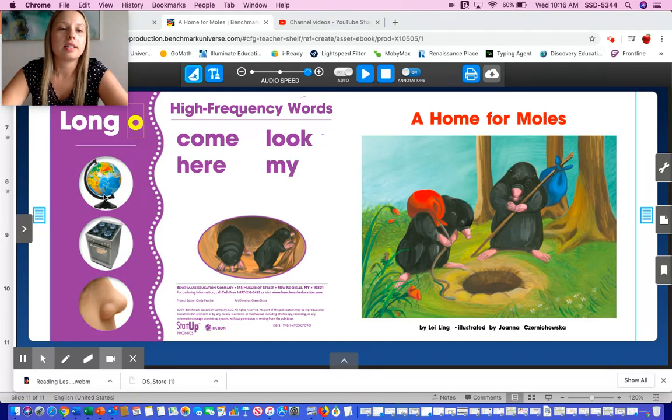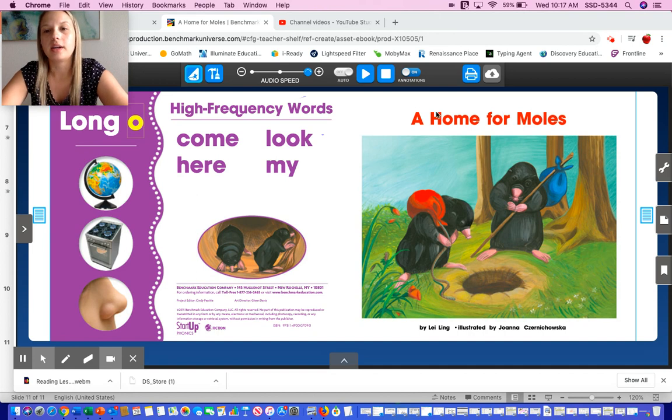So this is a globe. This is a stove where you cook your food. And that is a nose. You hear the long O? Good. Here are our high frequency words or our sight words. Come, here, look, kind of looks like two eyes. Look, and my. Those are the sight words you're going to see.